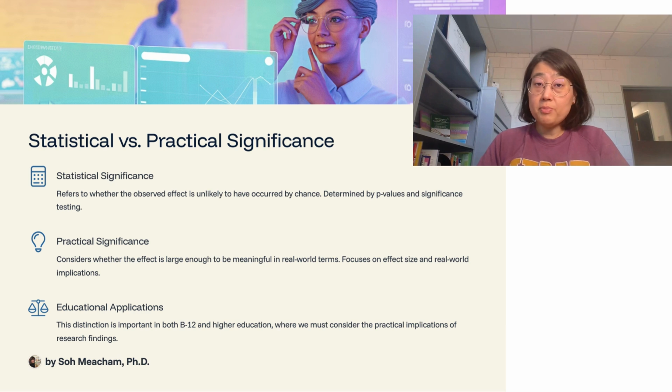Moving on to the concept of significance, we differentiate between statistical significance and practical significance. Statistical significance refers to whether the observed effect is unlikely to have occurred by chance, while practical significance considers whether the effect is large enough to be meaningful in real world terms. This distinction is important in both K-12 education and higher education, where we often need to consider the practical implications of our findings.